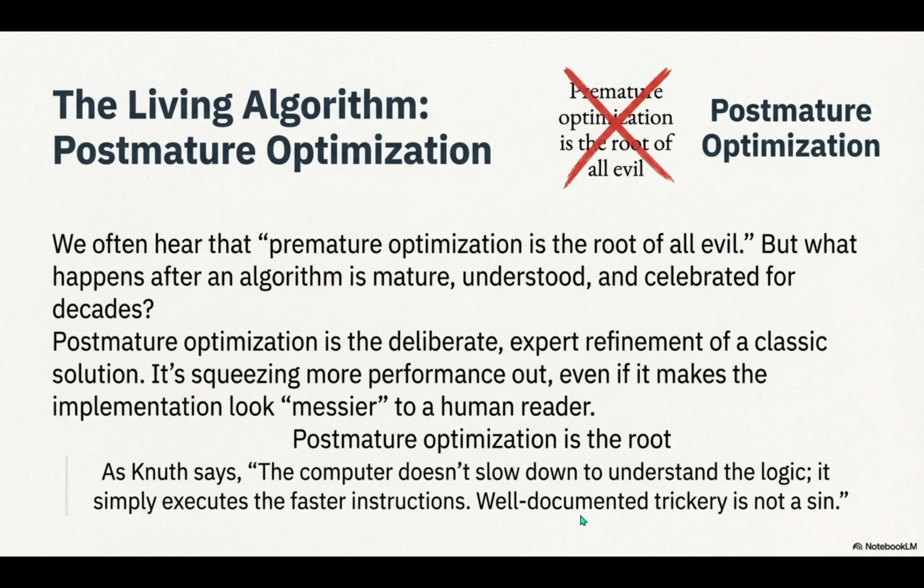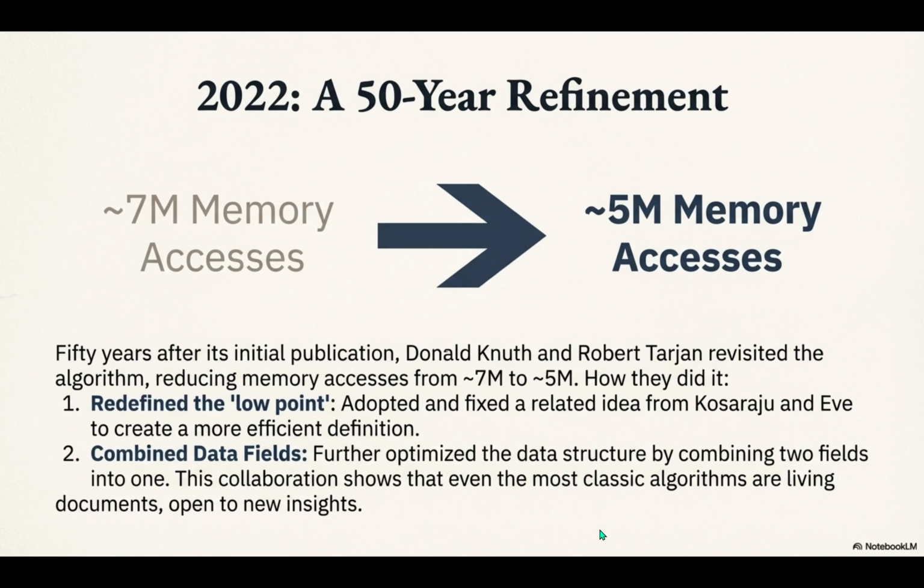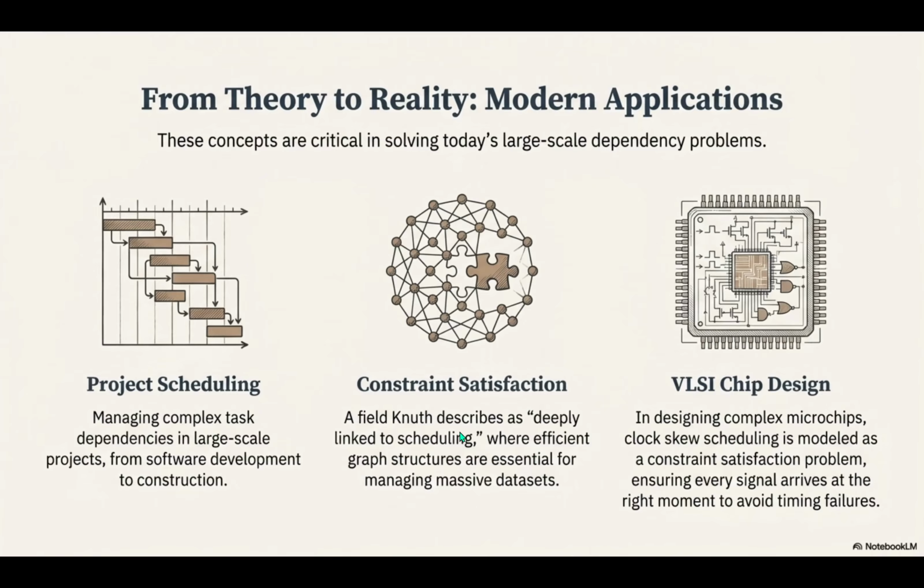And Knuth also noted that his recent work is focused on constraint satisfaction. Which is deeply linked to scheduling. Constraint satisfaction is all about finding a solution that meets a whole set of specific requirements, fitting a million tasks into a fixed deadline with limited resources. These graph algorithms are the engine that makes solving those huge problems possible.